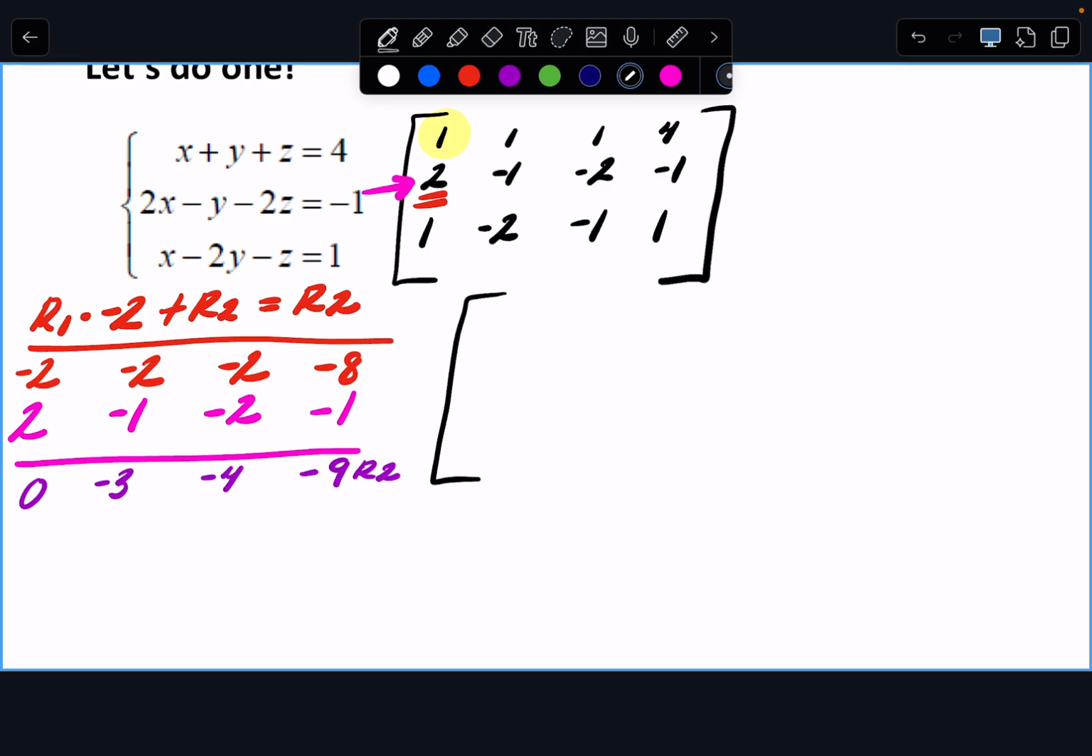Okay, so now let's go like this. Row 1 didn't change: 1, 1, 1, 4. Row 2 just became 0, -3, -4, -9. Row 3 is still 1, -2, -1, and 1.